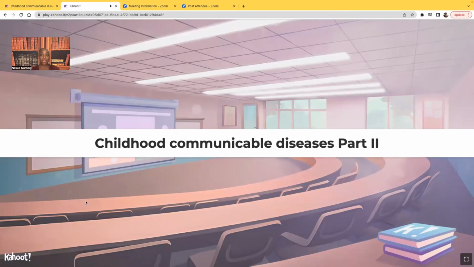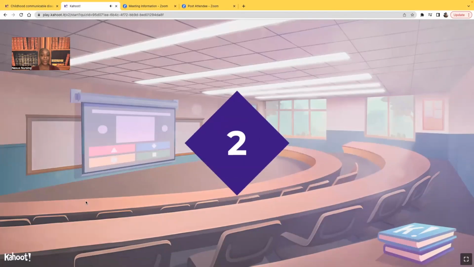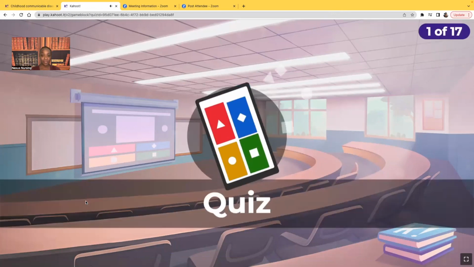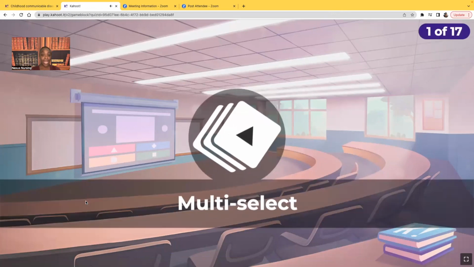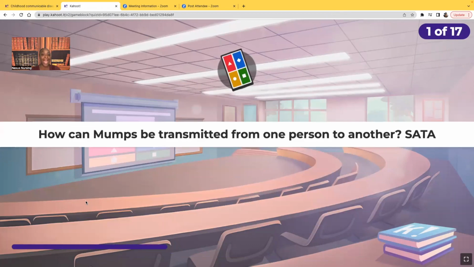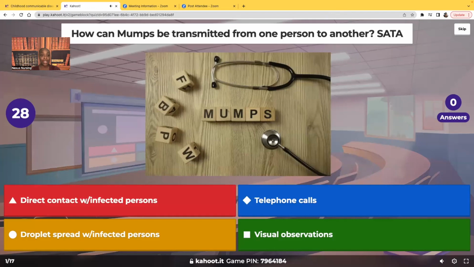Childhood communicable diseases, part 2. Select all that apply. How can mumps be transmitted from one person to another? Direct contact with infected persons, telephone calls, droplet spread with infected persons, visual observations. How is it spread from one person to another? Mumps.